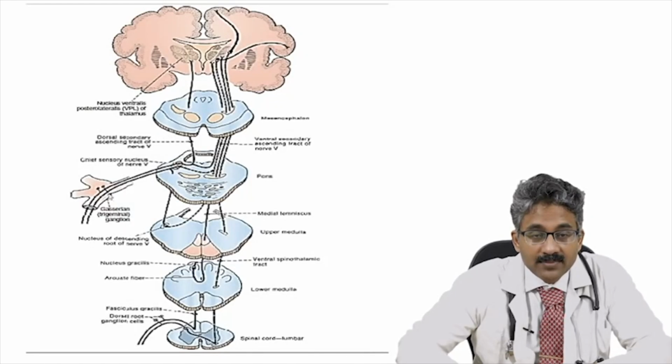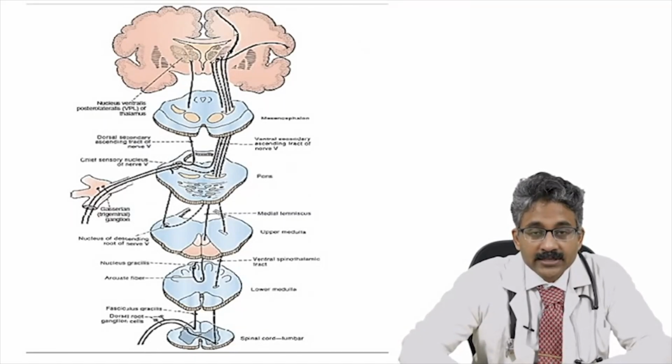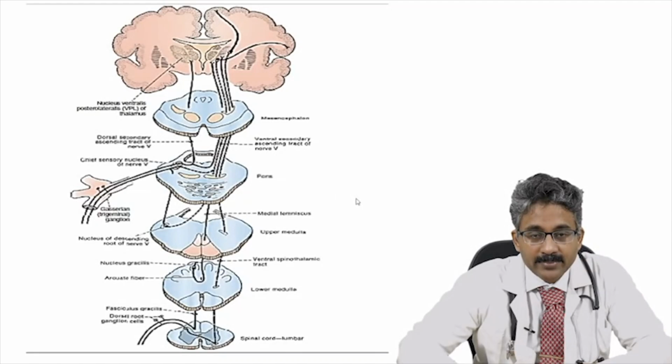The same thing happens in the fifth nerve. The fibers carrying pain and temperature descend till C2, C3, cross to the opposite side, then ascend, synapse in the thalamus and project to the brain. The fibers carrying general sensation from the face synapse in the pons, then cross to the opposite side, synapse in the thalamus, and are projected to the cortex. This diagram shows both the tactile pathway and the pain and temperature pathway, the spinothalamic tract.